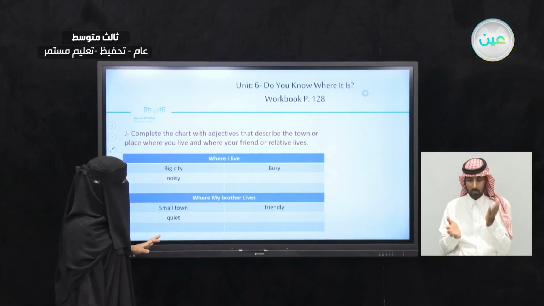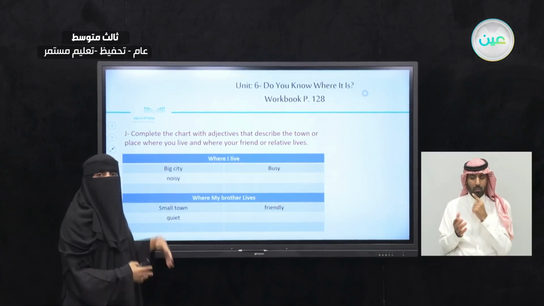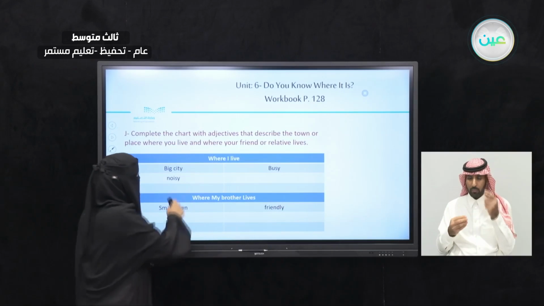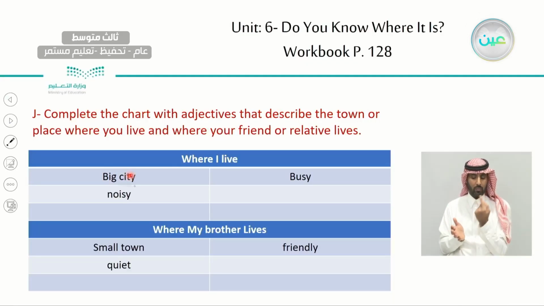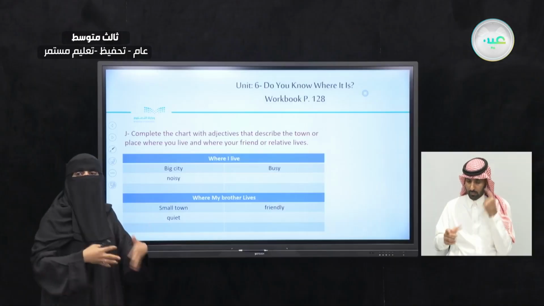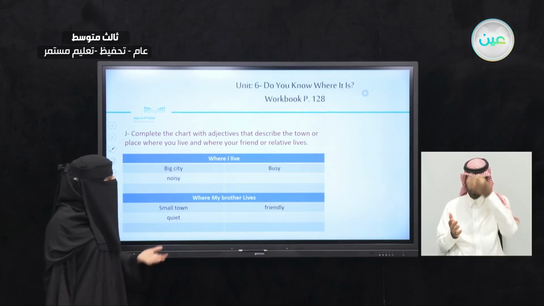Let's see it together. This is just an example. You can write more, you can write less. So where I live is a big city. Where my brother lives, I chose a brother, he lives in a small town. Where I live, it's noisy. Here in his place, it's quiet. I compare between the things. I live in a busy city. Here the people are friendly. Okay? So you can write more adjectives and give more examples.